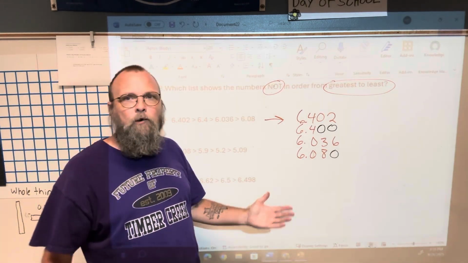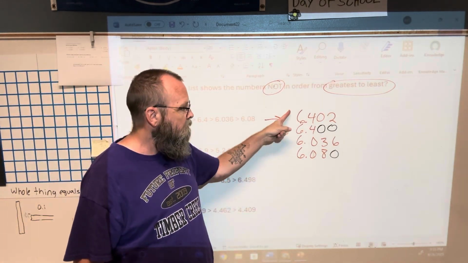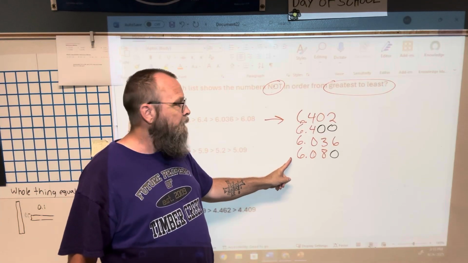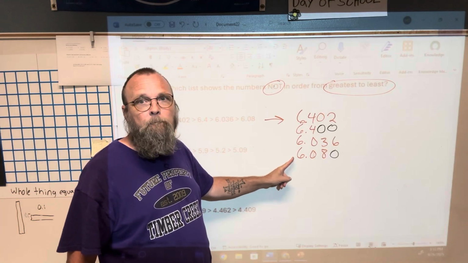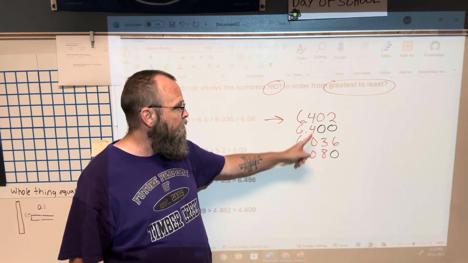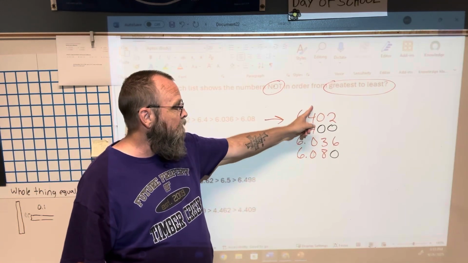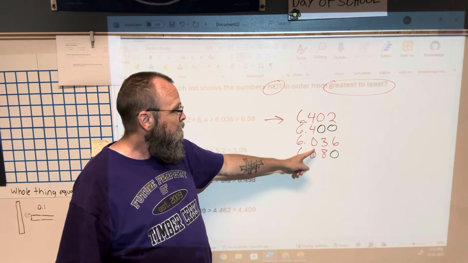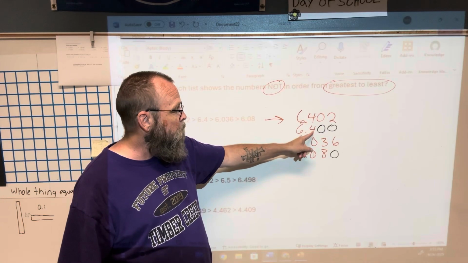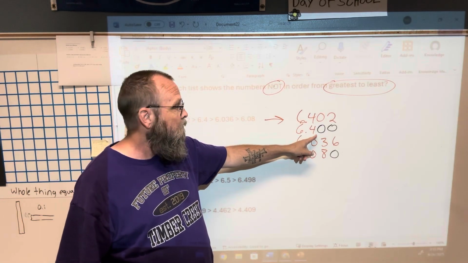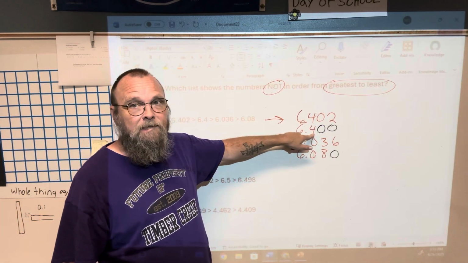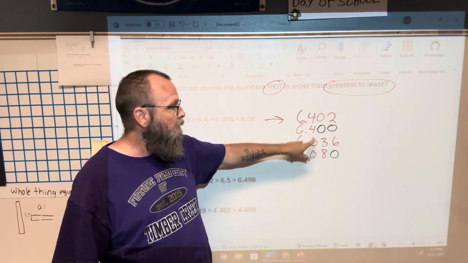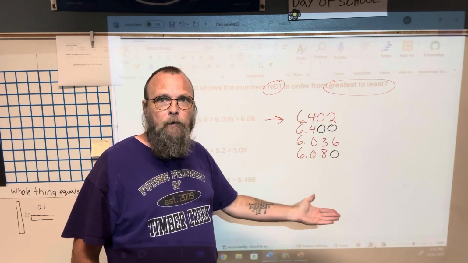Now I would start at my greatest place value, which is the ones, and I would see that they're all the same. My next greatest place value is the tenths. The tenths is where I have my first difference. So one of these two numbers is going to be my greatest, and the next one would be my second greatest. And then we're down to here to see what my third greatest is.